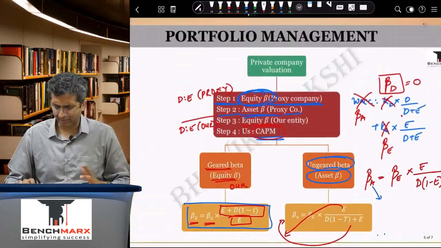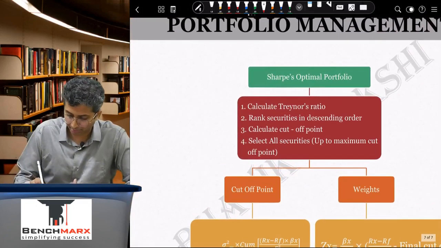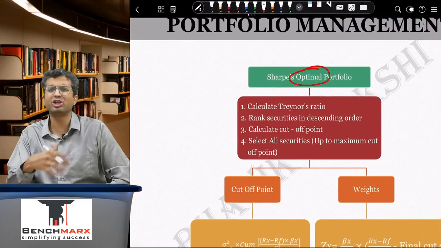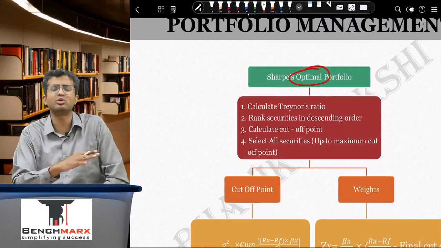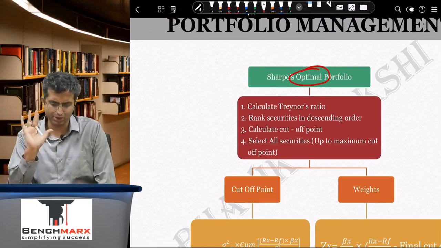And the last part of this chapter, though I would not really rate this as important, is the Sharpe's optimal portfolio. This is like the grand finale and involves a lot of mathematical calculations. Thankfully, the institute has never asked this, but there is a sum in the study material, so we have to touch upon it and we have solved it as well.